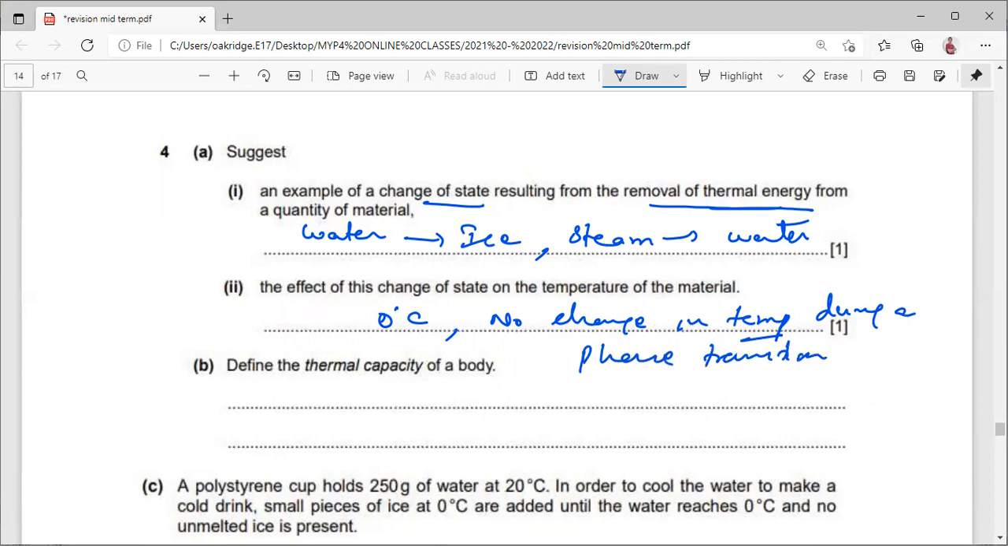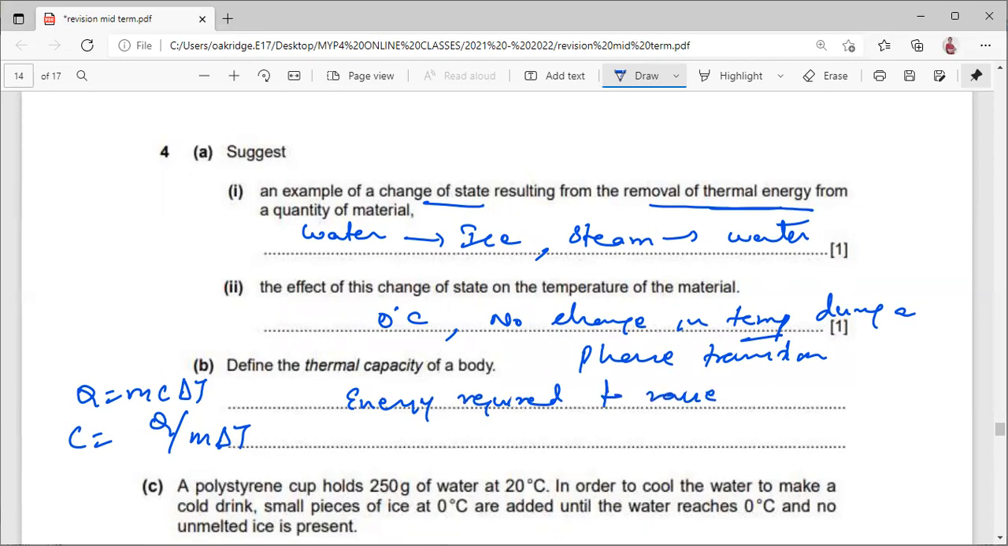Define thermal capacity of a body. What is thermal capacity of a body? We know that Q is equal to mc delta T, or C equal to Q divided by m delta T. Now you can say it is the energy required to raise the temperature of 1 kg of substance by 1 Kelvin.